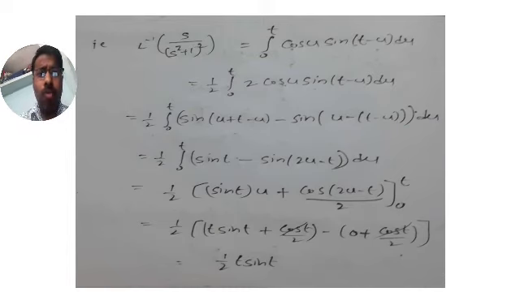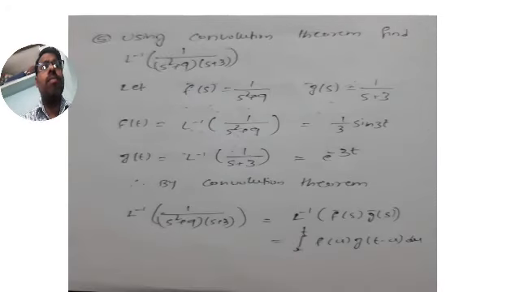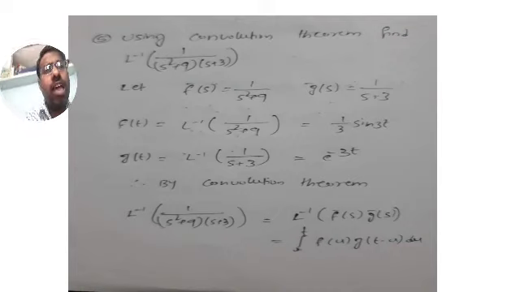These are somewhat lengthy problems compared to the previous topics, but surely you will get 5 marks. Partial fractions you will get 5 marks, and the convolution theorem also you will get 5 marks. Using the convolution theorem, find L inverse of 1 by s square plus 9 into s plus 3.